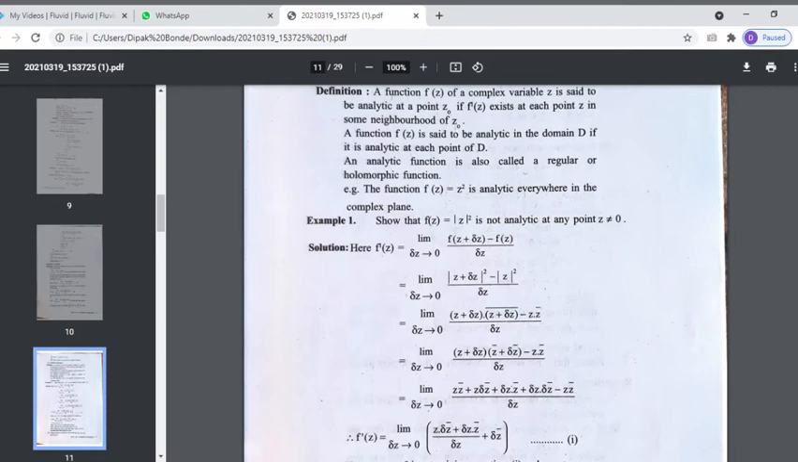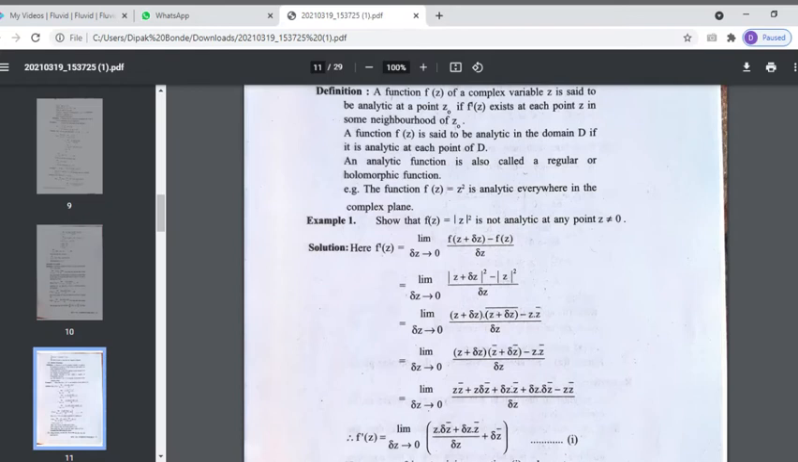So limit delta z tends to 0, f of z plus delta z can be written as modulus of z plus delta z square, because f of z is modulus of z square, minus modulus of z square. So this can be written as z plus delta z into conjugate of z plus delta z, minus z into conjugate of z. So multiplying this, we get z into z bar plus z into delta z bar, plus delta z into z bar, and delta z into delta z bar, minus z into z bar.